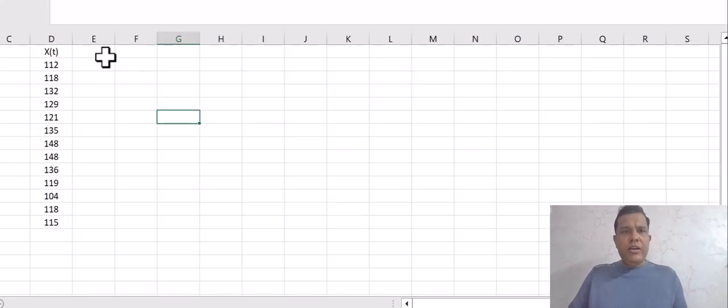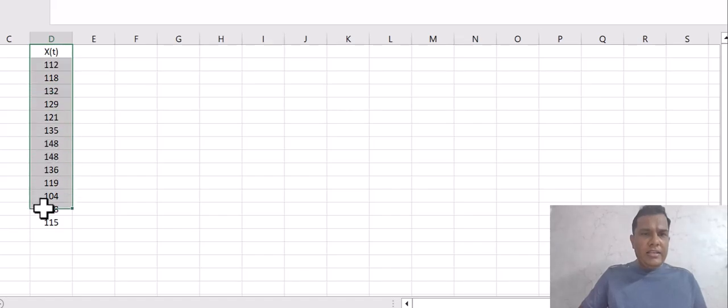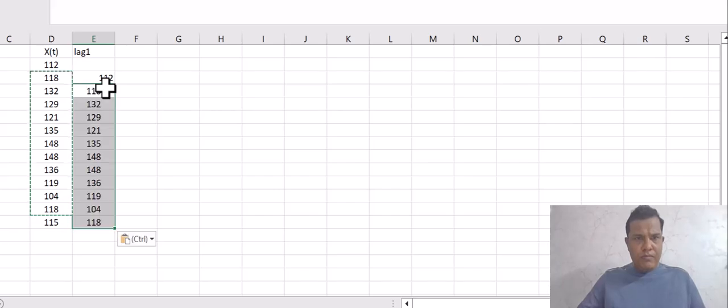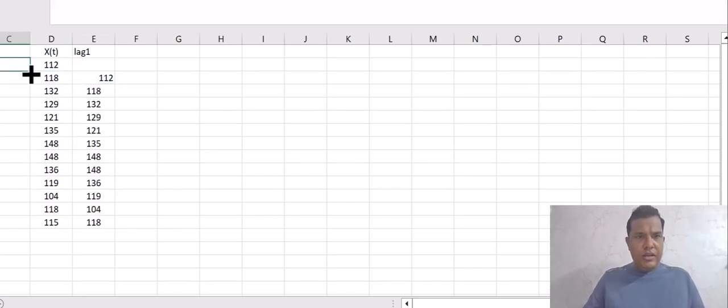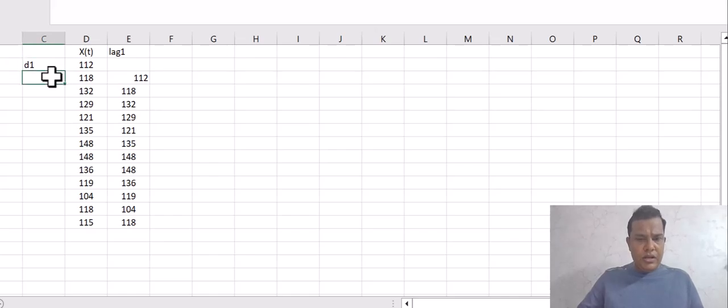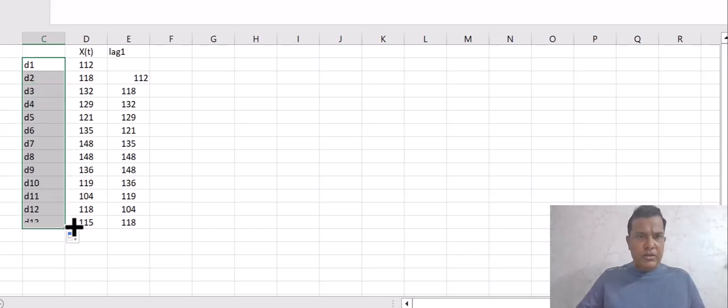So what I've done is I have created one sheet. Let's say xt is the actual time series. Now the time series with your lag one would be something like this. Consider this was your day one, day two. Let's say my data was the sales on a daily basis. So day one, day two, day three, day four.